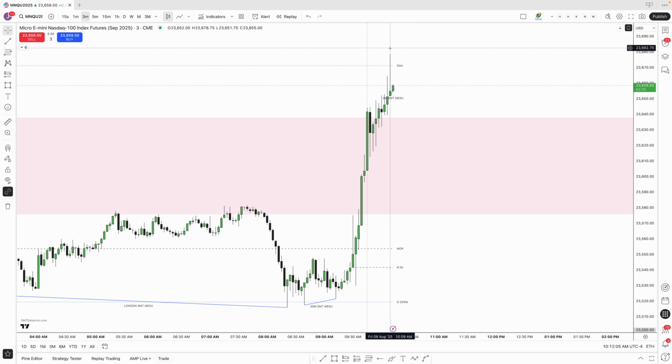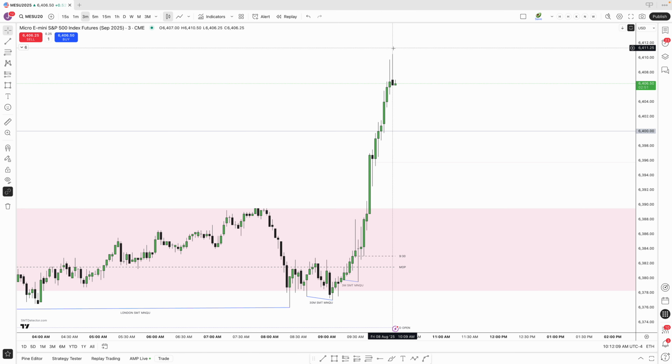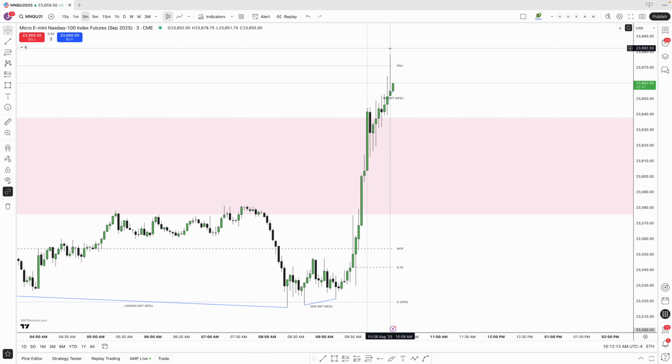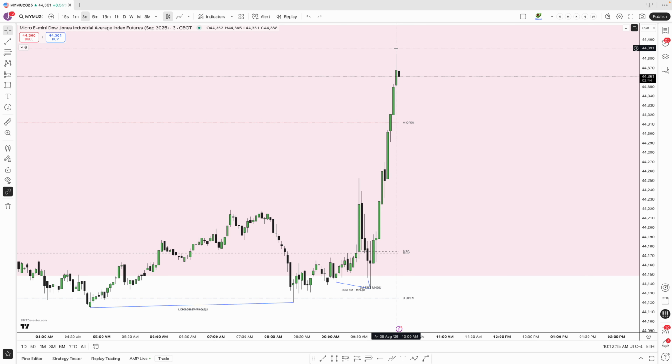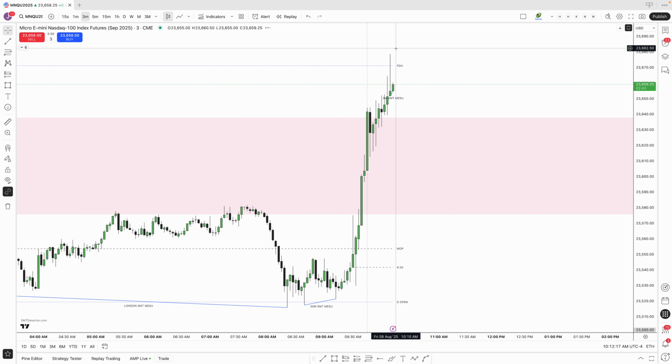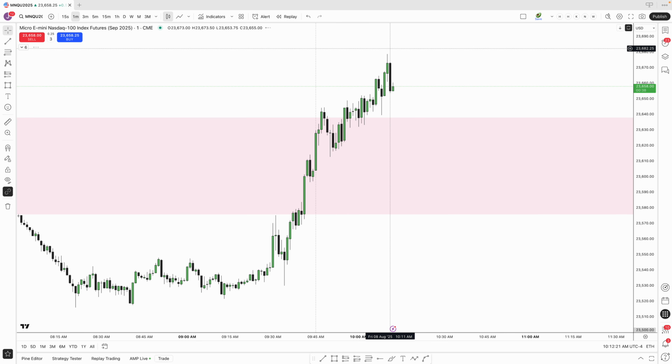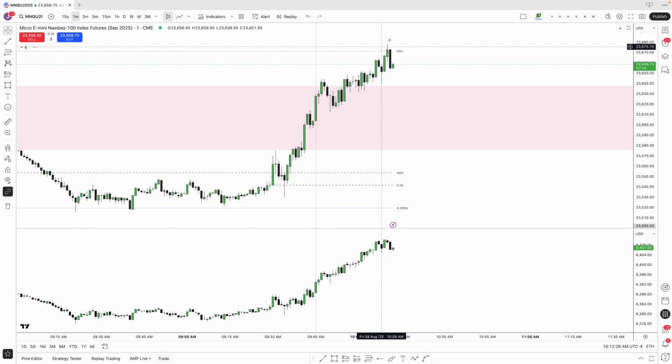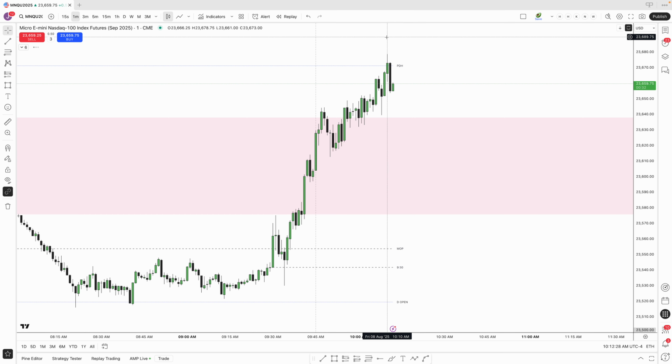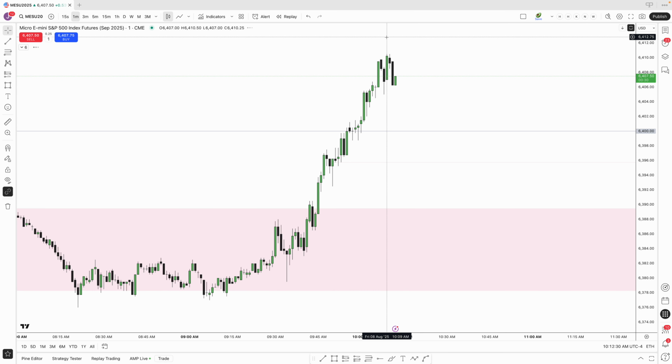Now, that's nice, the rejection, but 10:09 is still the high. Between all three, I need to see more. I will zoom in just to see what price action looks like. And you can see it's relatively the same between ES and NQ. There's really no deviation in the highs or the lows.